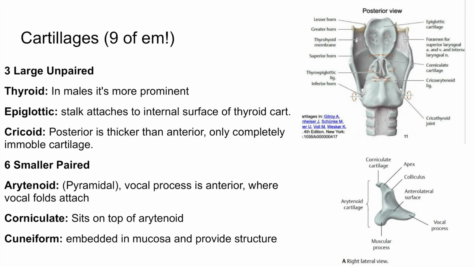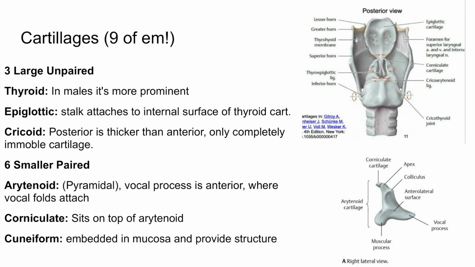Perched on top of the arytenoids are the corniculate cartilages, and these are small nodules that essentially extend and reinforce the arytenoid apex. They don't do much independently, but they help maintain the shape of the posterior laryngeal inlet. Then you have your cuneiform cartilages, which are embedded within the aryepiglottic folds, and they don't articulate with the other cartilages. Instead they just act as structural support that keeps the soft tissue of the laryngeal inlet from collapsing inward.